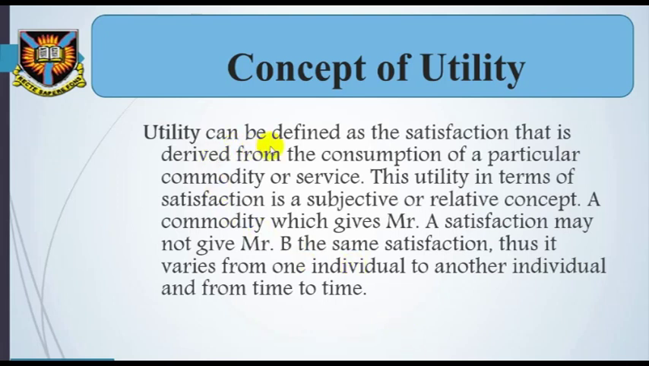Utility can be defined as a satisfaction that is derived from the consumption of a particular commodity or service. Simply put, it is one satisfying property of a commodity. This utility in terms of satisfaction is a subjective or relative concept. A commodity which gives Mr. A satisfaction may not give Mr. B the same satisfaction. Thus, it varies from one individual to another individual and from time to time. It may also not give the same satisfaction to the same individual at different points of time.